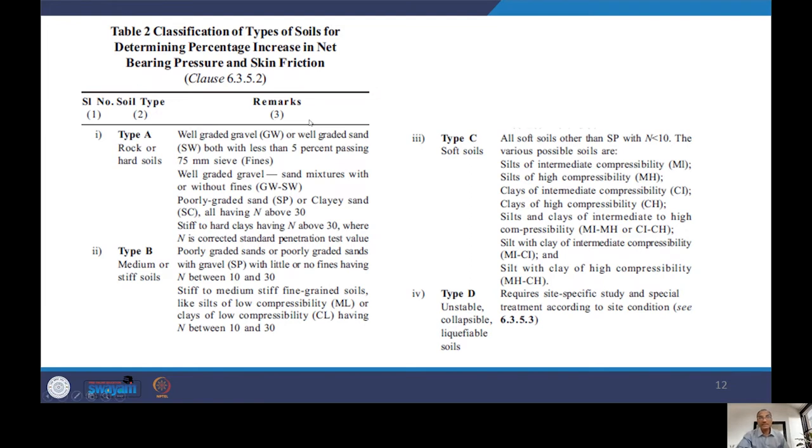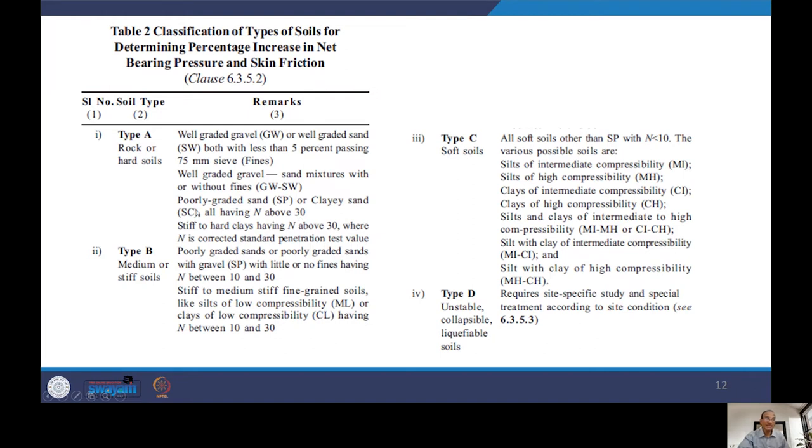Type A is well-graded gravels or well-graded sand, that is, it could be GW or SW, both with less than 5% passing through 75 micron sieve. So it is micron here, not mm. And then well-graded gravel-sand mixture with or without fines. Then poorly graded sand SP or clayey sand, all having N above 30. So first of all, the value of N should be greater than 30, and type A will normally be well-graded gravels or well-graded sands, but if you have poorly graded sand or clayey sand, then one needs to make sure that the value of N is above 30, then you can consider it.